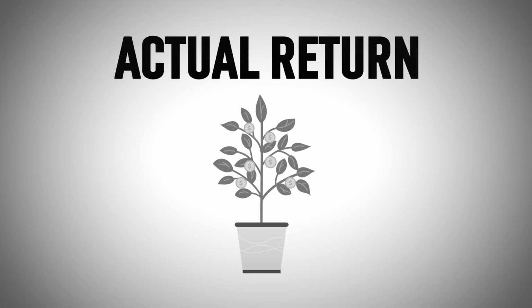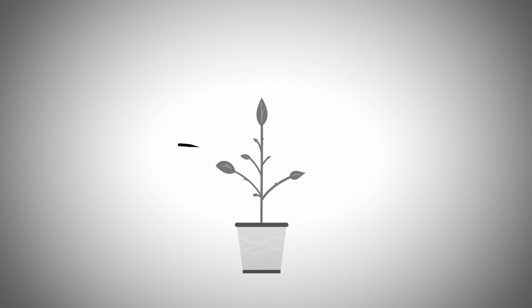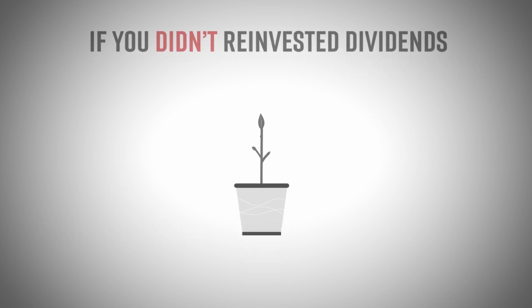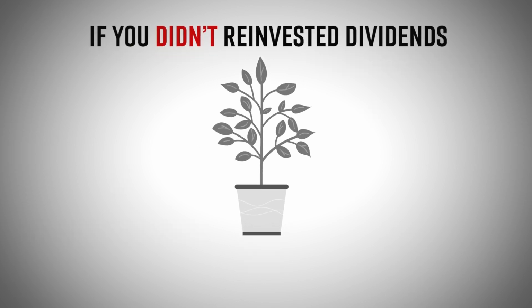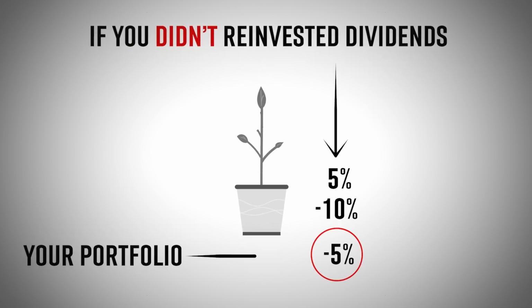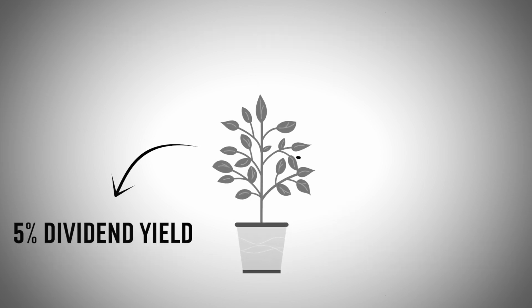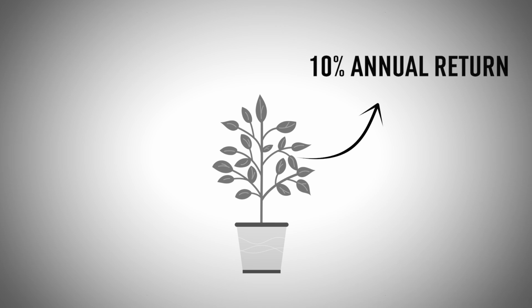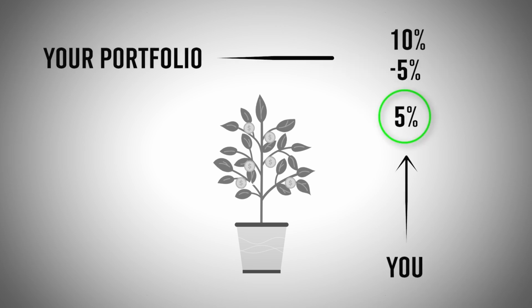Which reminds me, before I move on to anything else in this video, with dividend investments, the most important thing to look at is not the dividend yield, but the actual return you're going to get from the entire fund. This is because if the investment had a 10% dividend yield, but a 5% annual return, that means if you didn't reinvest the dividends, the investment would have returned a negative 5% for your portfolio, which means it's continuously losing money. Whereas if you had a 5% dividend yield, but a total annual return of 10%, that's much better, because even if you took the 5% dividend yield from your investment instead of reinvesting it, you would have still grown your portfolio 5%.